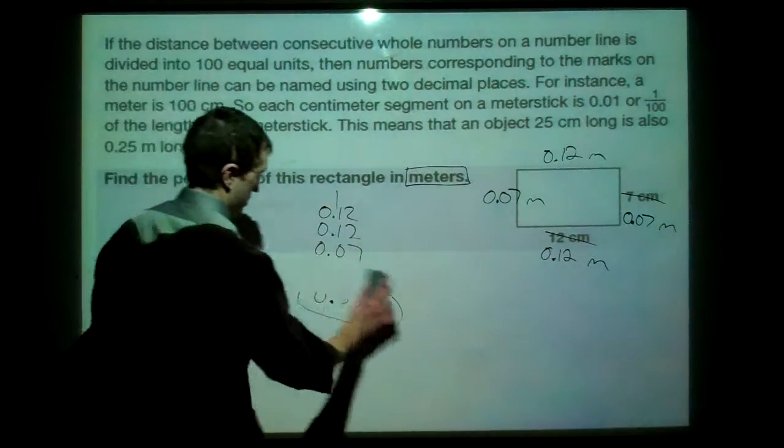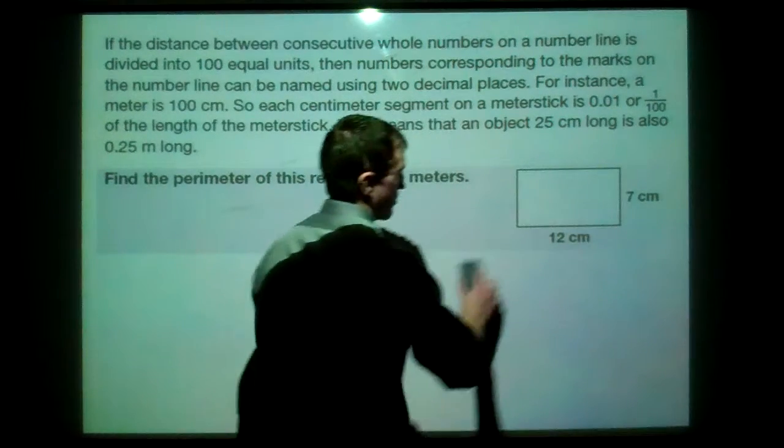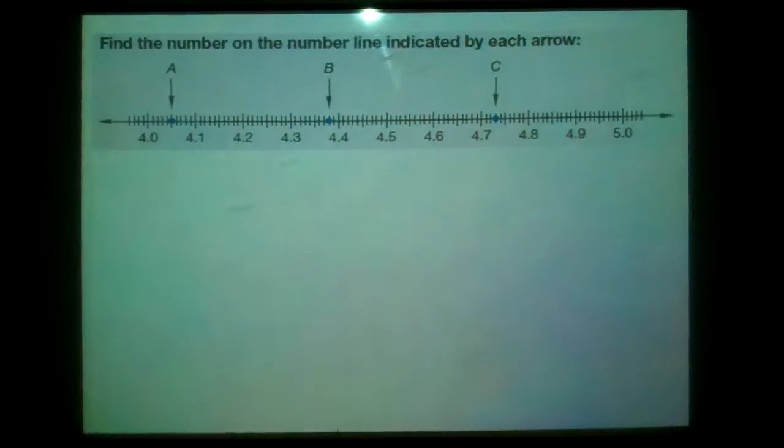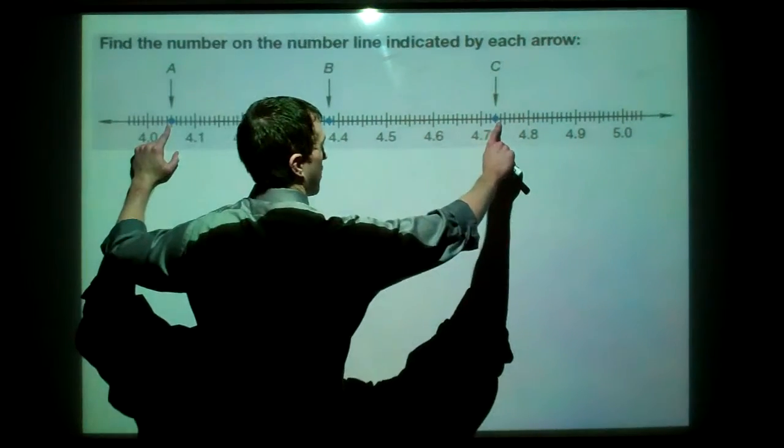Alright, we're running low on time, so I'm going to speed up a little bit here. And this may be our last example, because we've done my last example on the slides today we've actually covered before, so we'll just make this our last one. So we want to find the numbers on the line indicated by each arrow. So we have a point here at A, a point here at B, and a point here at C.